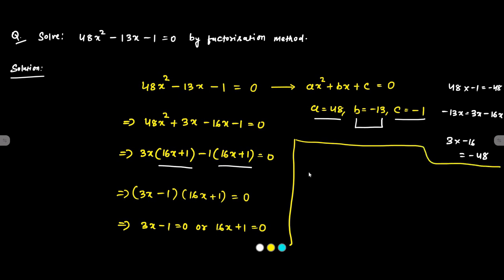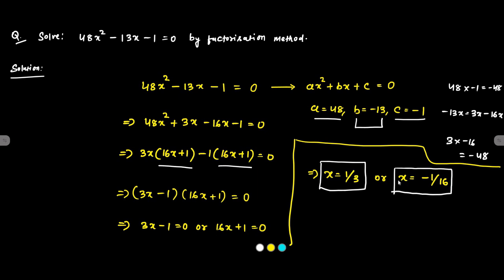That implies x is equal to 1 by 3, or x is equal to minus 1 by 16. These are the two roots of the quadratic equation. x is equal to 1 by 3, or x is equal to minus 1 by 16. These are the two roots of the quadratic equation.